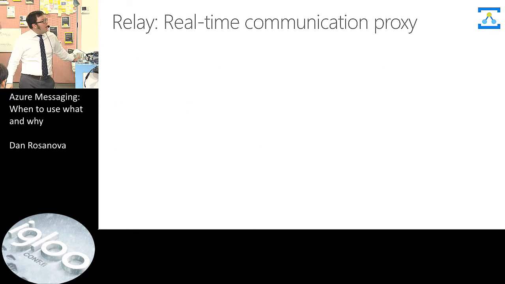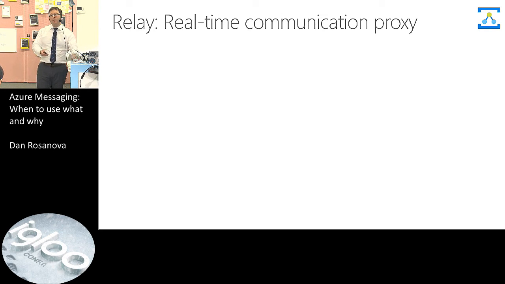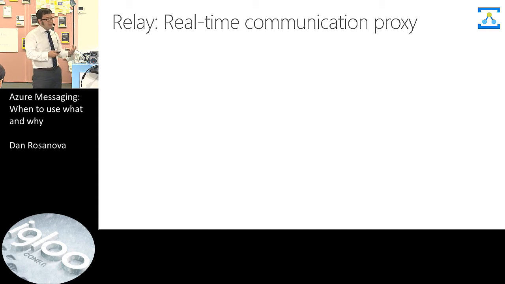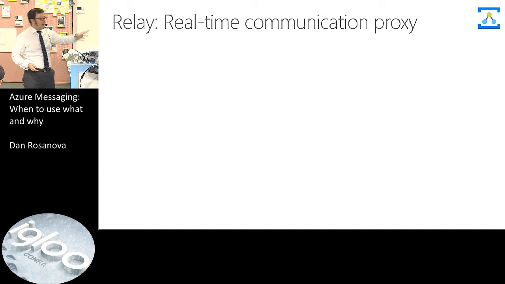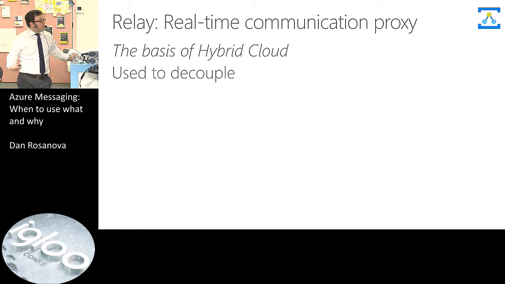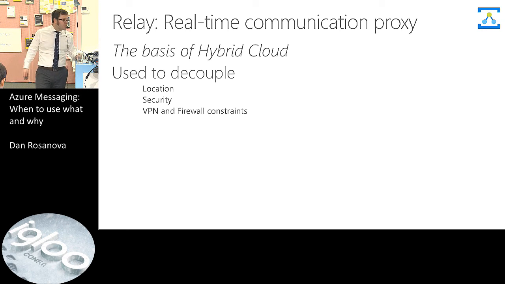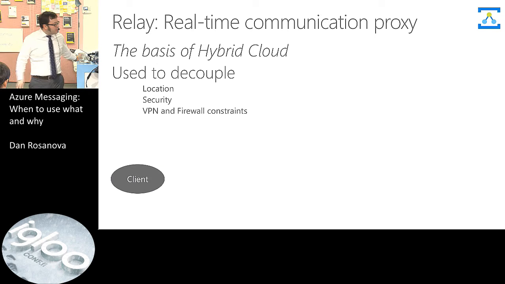But what does this look like, right? So how is this working? It's a proxy, really, is what this is. Unlike the other services before, which are brokered messaging, meaning like you're sending a message, it's being stored somewhere, and then someone else is coming and reading it, which is asynchronous. This isn't like that. This is like a live socket. So this is the basis for all of our hybrid stuff that we're building in Azure. And it's really used to decouple location, security, and network configuration. So if you look at a typical client-server scenario, it would look like this.